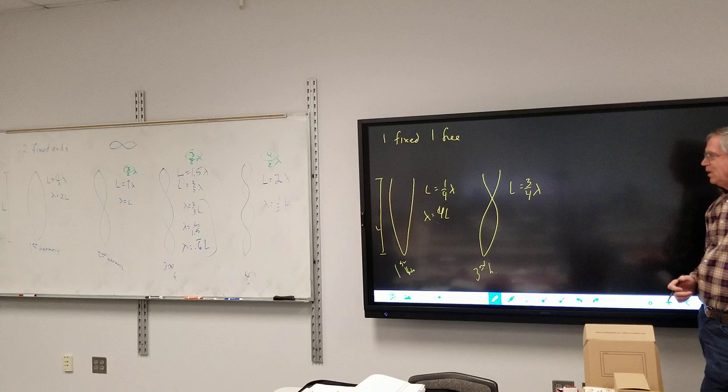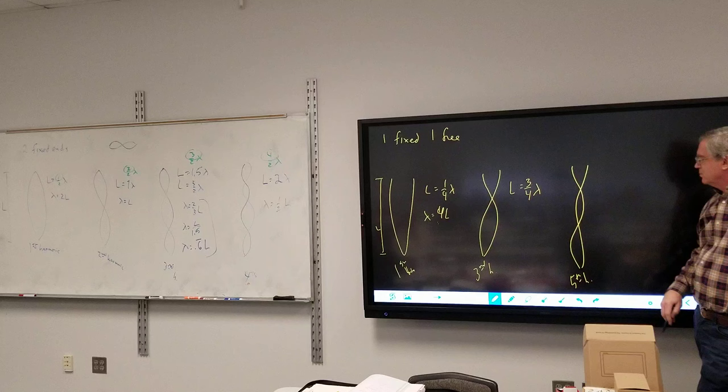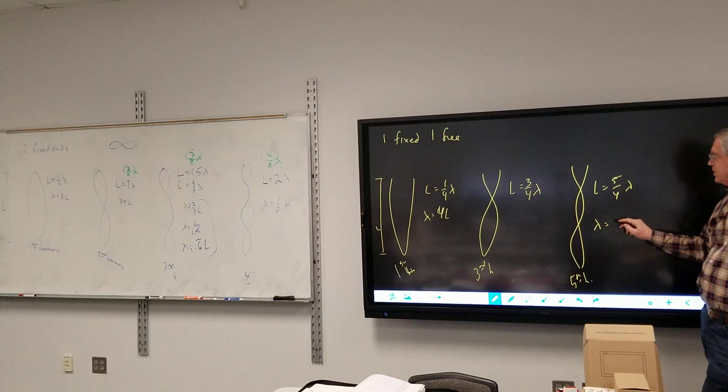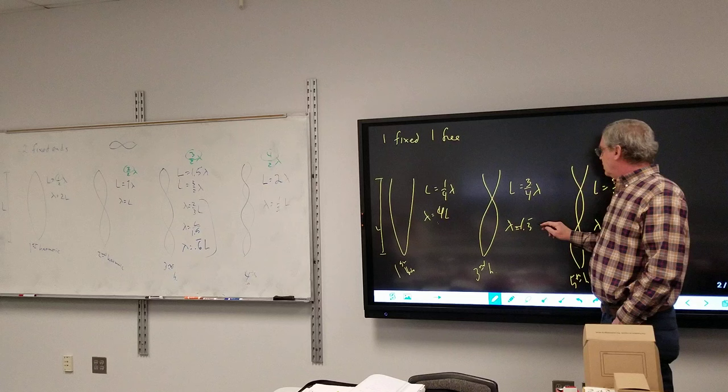Next harmonic, let's see. Would it be the fifth? Because you just said evens don't exist. So L is equal to 5/4 of a lambda, or lambda is equal to 0.8L. For you decimal fans, over here, the wavelength would be 1.3 repeating of, what if that like this?